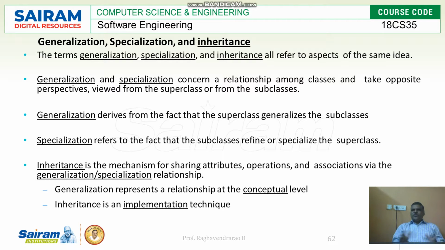See, all three together we can say have the same specification here: generalization, specialization and inheritance. All three terms refer to the same aspect of the data. Generalization and specialization are the relationship between the objects and the classes. Generalization speaks about the superclass; the superclass is called a generalization, and the subclasses of that are specialized classes. The inheritance is also a mechanism of specialization.